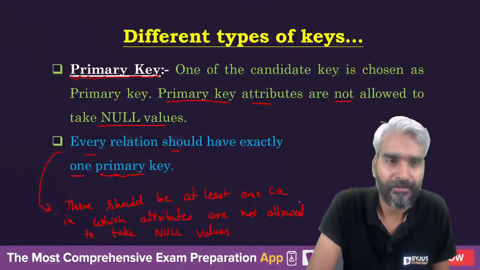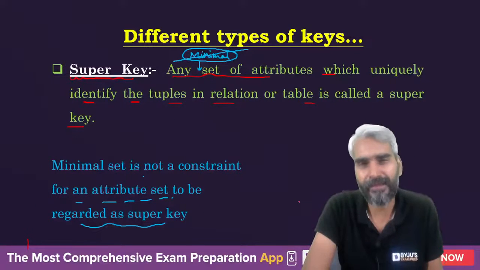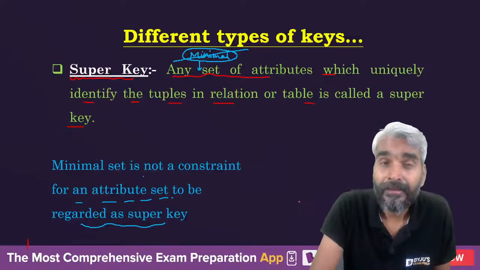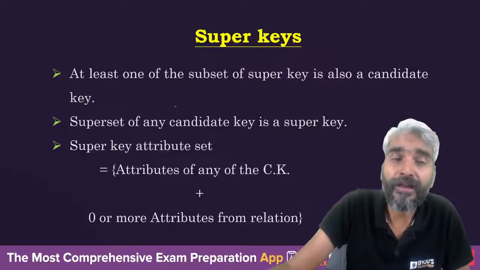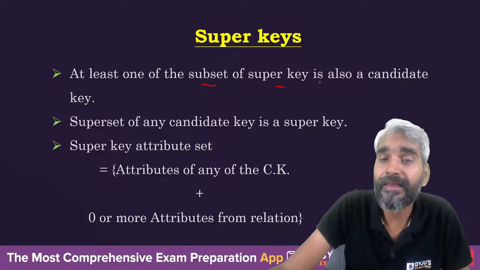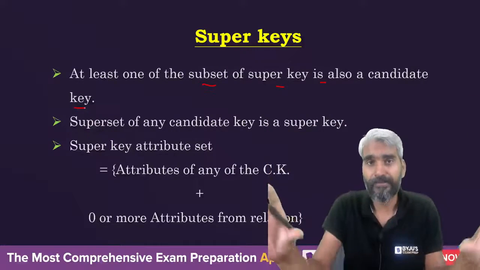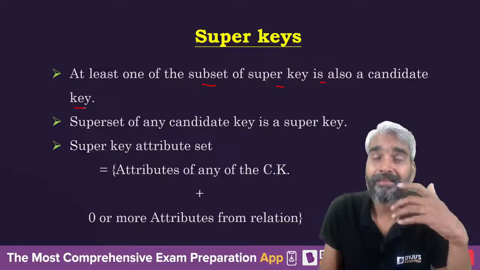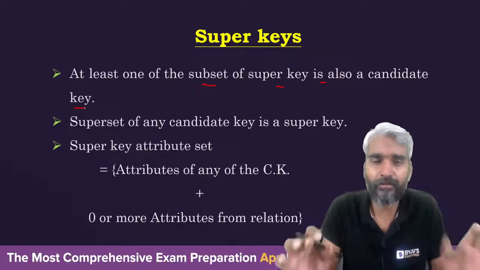Clear? So this is it. So we know the primary key concept, alternate key concept. We also know the super key concept. So what's the idea? At least one of the subsets of a super key is also a candidate key. If you have a super key, then there are many subsets for a set. So super key is what?